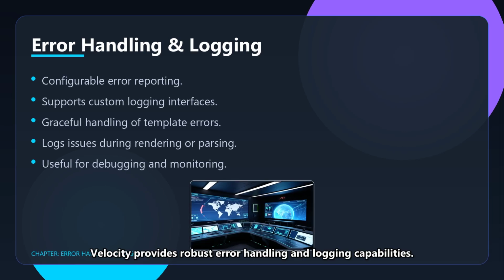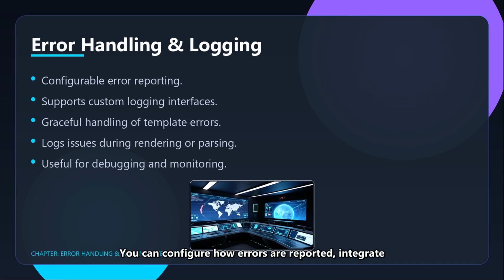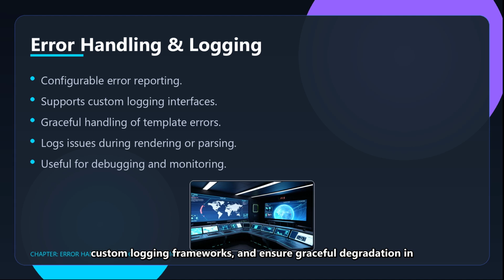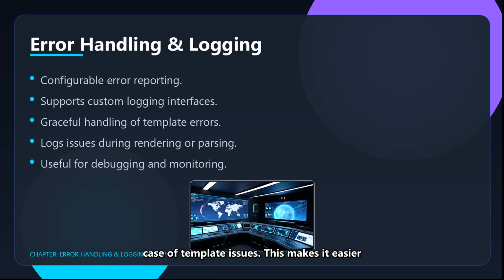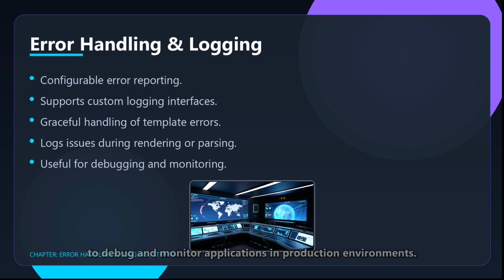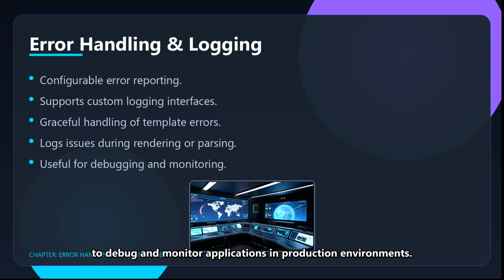Velocity provides robust error handling and logging capabilities. You can configure how errors are reported, integrate custom logging frameworks, and ensure graceful degradation in case of template issues. This makes it easier to debug and monitor applications in production environments.